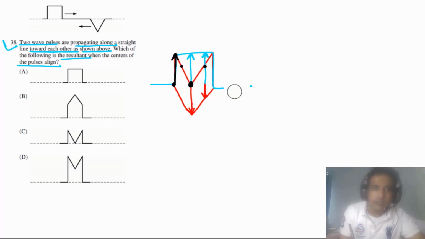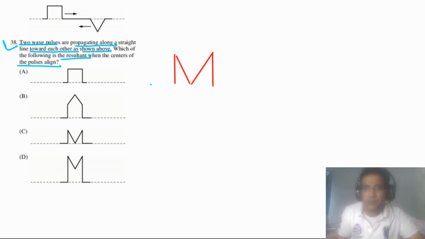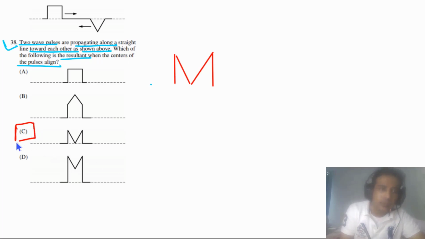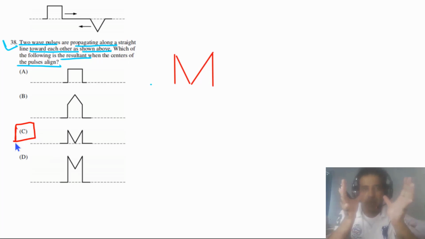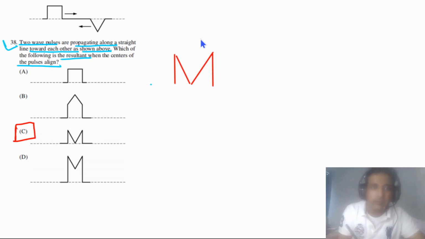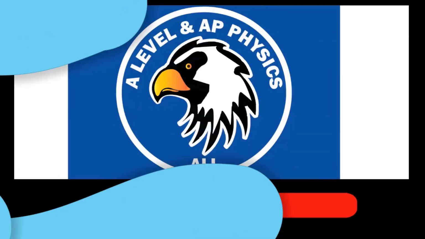Now we can clear the rest of them. So here if we clear, this will be the final shape. This will look like M. So the answer for this question has to be C. Simply you need to add them like vectors, and this will be the final shape. So the answer for this question is C.